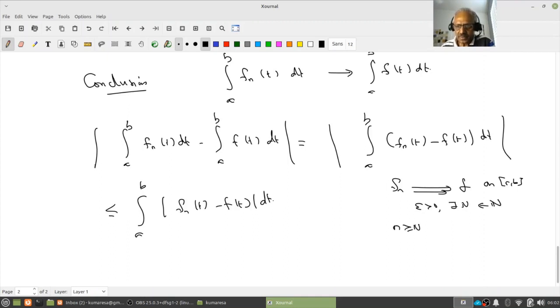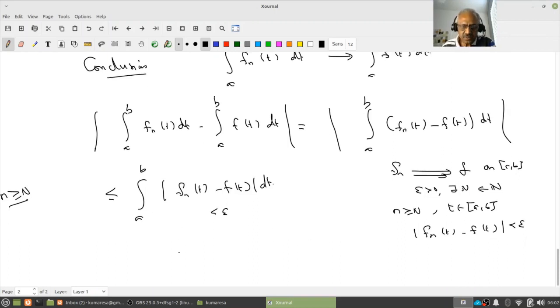Whenever n is greater than or equal to capital N, and for all t in the interval [a, b], the modulus of fn(t) minus f(t) is less than epsilon. So if I choose any n greater than or equal to capital N, then no matter which t I chose, this will always be less than epsilon. Therefore, let's look at the integrand.